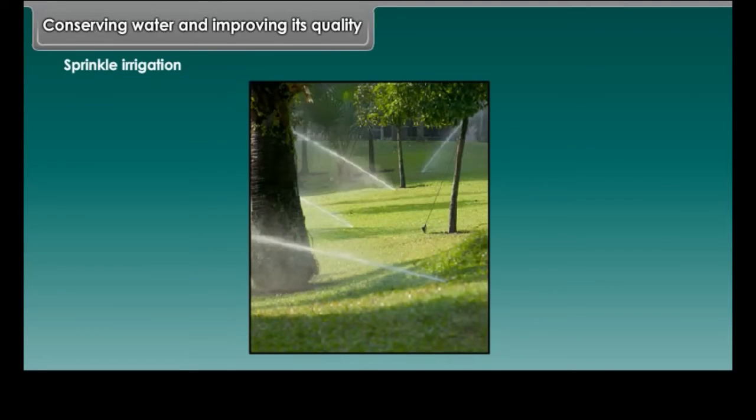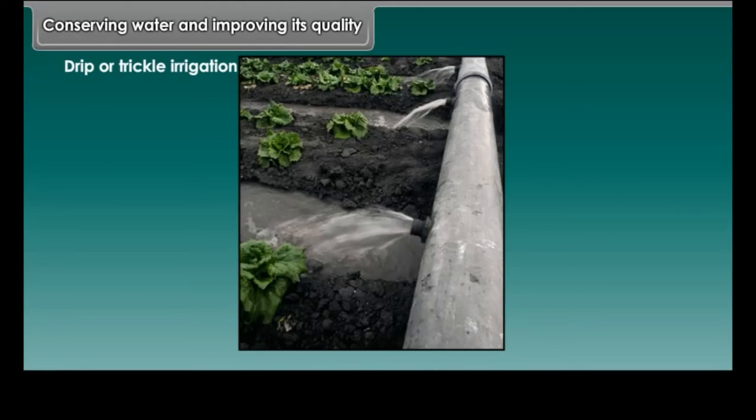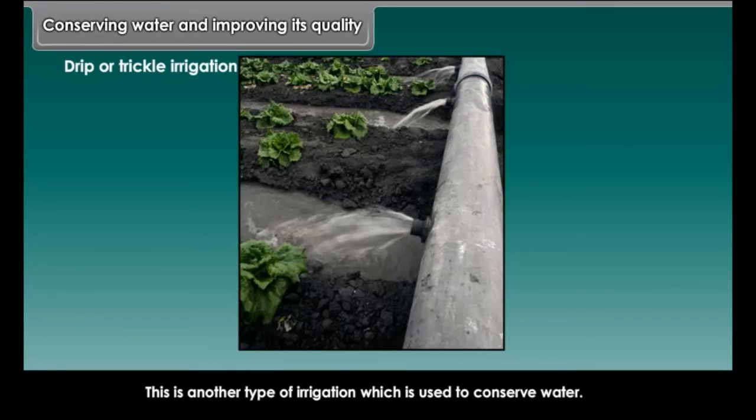Sprinkler irrigation. It is the most effective and efficient tool of irrigation. Drip or trickle irrigation. This is another type of irrigation which is used to conserve water. Water is supplied to plant roots through underground pipes.